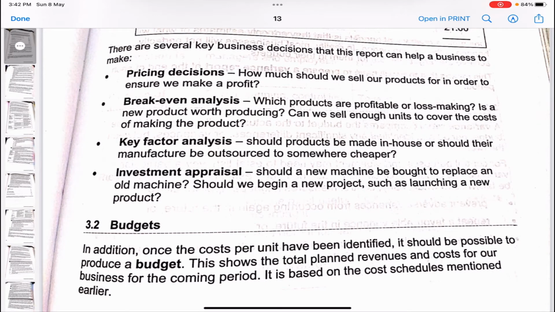So what are the factors that cost schedule can help with? Pricing decisions, how much we need to price. Then break even analysis, are we getting a profit or a loss? Key factor analysis, where do we get the raw materials from? Investment appraisal, do we have to buy anything more? These are the 4 things which we get to know from cost schedule or standard cost card.